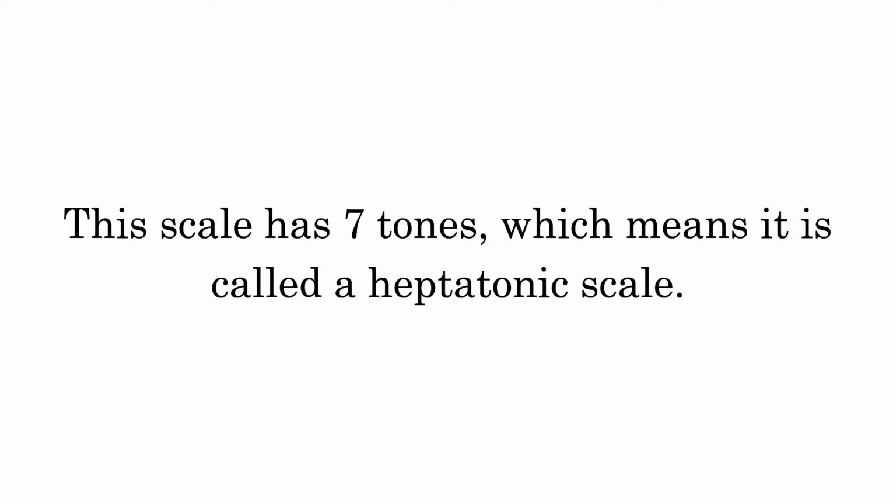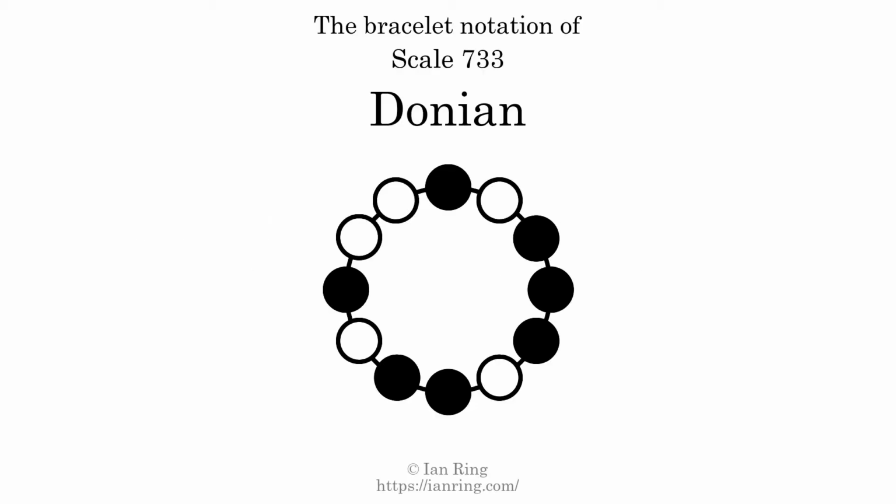This scale has 7 tones, which means it is called a heptatonic scale. This is a bracelet notation diagram of scale 733. The shaded circles represent tones that appear in the scale, and they are read clockwise, starting at the top.